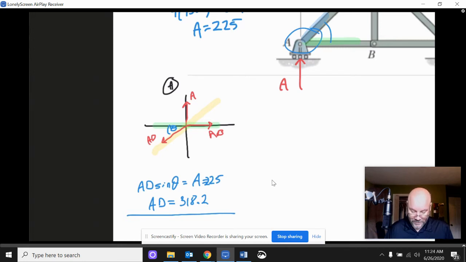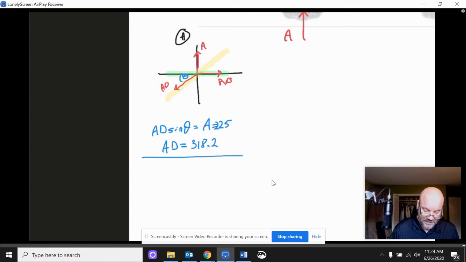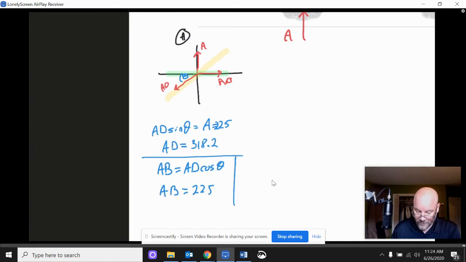And then what we can do is just come in down here and say that AB is going to have to be AD cosine theta. It's 45 degrees. Anyway, so it's going to be the same thing as A, 225. Alternately, we could have said that tangent of theta has to be equal to A over AB. So a couple of approaches we could take there. Either one is going to work just fine. But we have figured out AB and we have figured out AD.